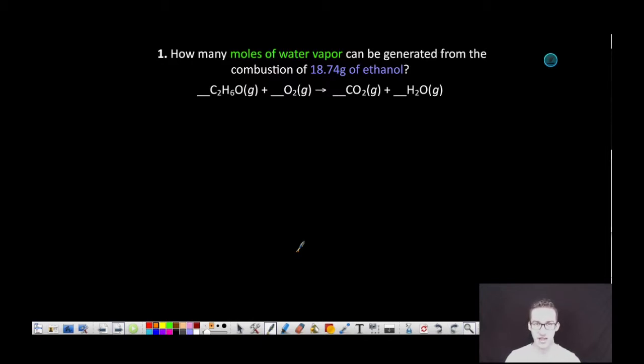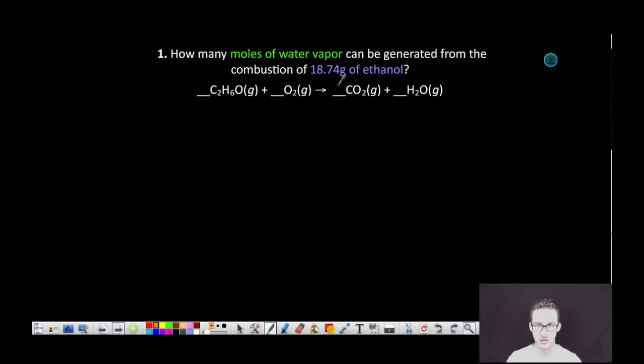Question number 1 asks how many moles of water vapor can be generated from the combustion of 18.74 grams of ethanol. Really important before we do any sort of stoichiometric calculations that we have a balanced chemical equation that shows us the correct relationships that exist between our reactants and products. We've got a combustion reaction here.